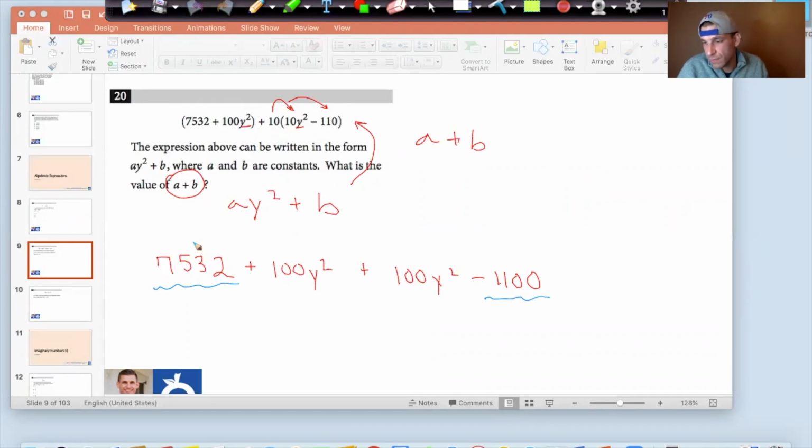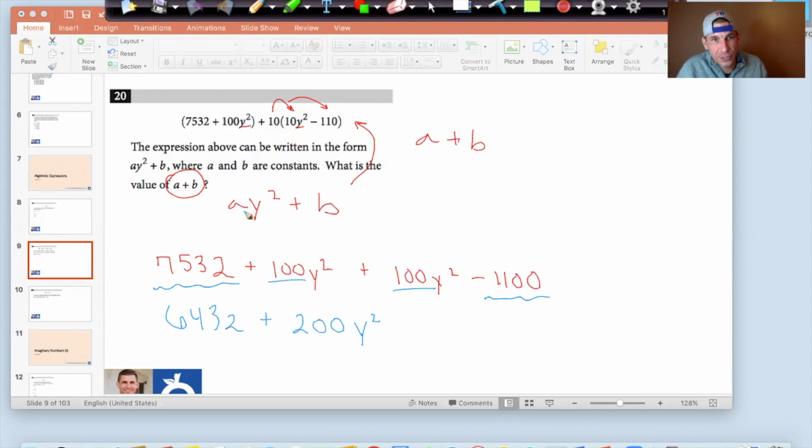Okay, so 7532 minus 1100. Yep, okay, so there we go. So we have 6432, which is what I thought it was, just always double checking. And then now here I have my 100 y squared and my 100 y squared. Okay, so now I'm gonna have 200 y squared when I combine these two, okay?